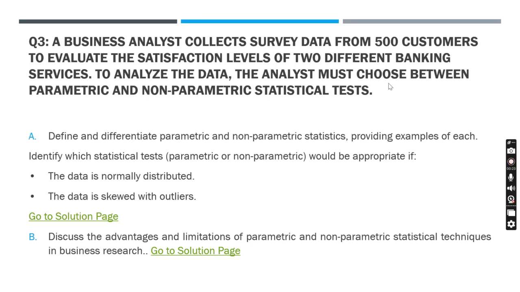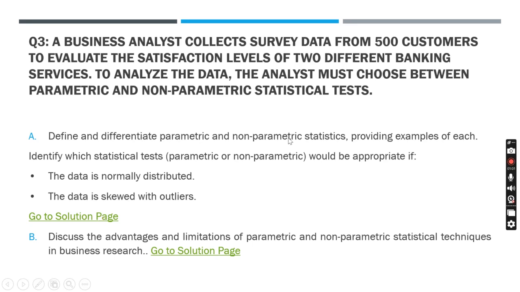To analyze the data, the analyst must choose between parametric and non-parametric statistical tests, okay? Which one is most suitable, okay? Because we have a large population and we are using satisfaction levels, what is the most appropriate statistical test? Here they say define and differentiate parametric and non-parametric tests and provide examples for each, and identify which statistical test, parametric or non-parametric, would be appropriate if the data is skewed. The data is skewed with outliers.